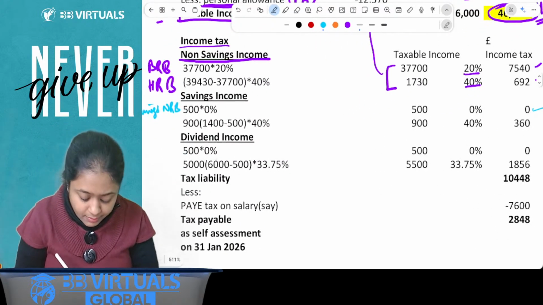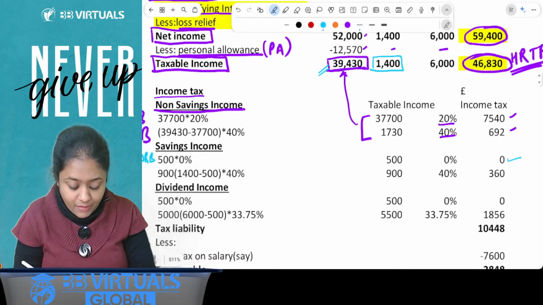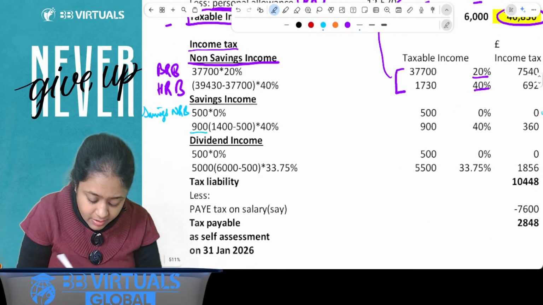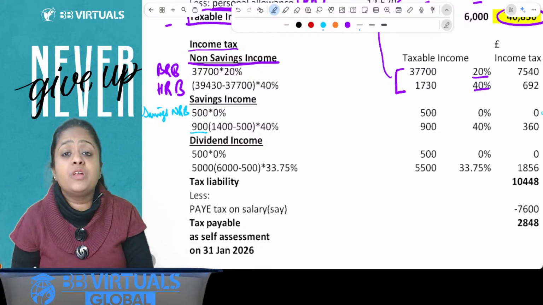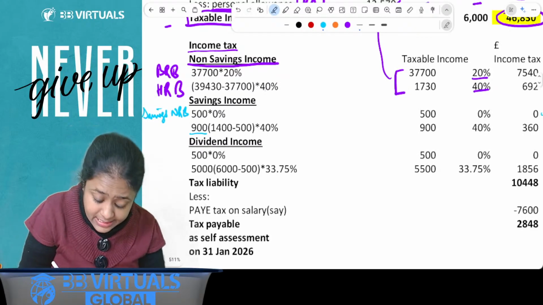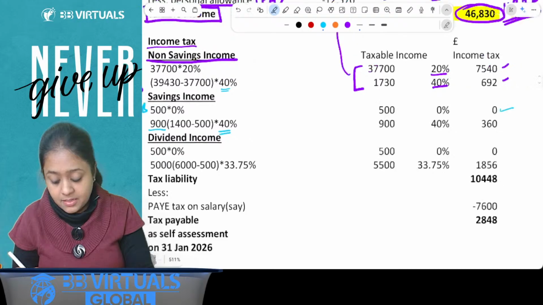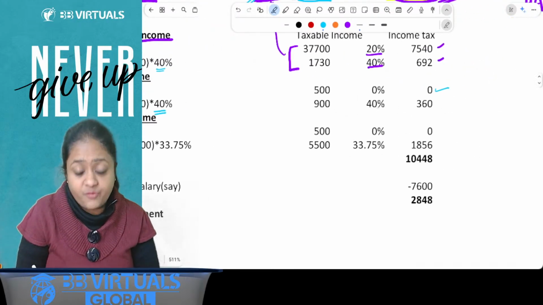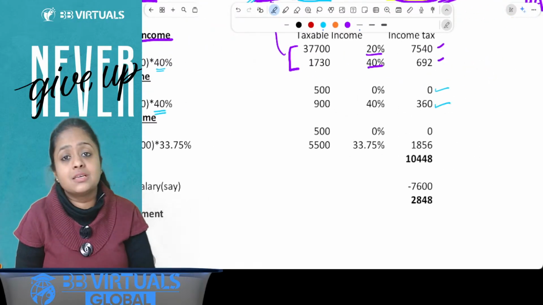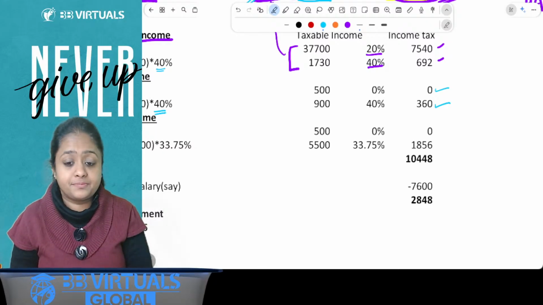Now, what about the remaining savings income? 1,400 less 500, you have 900. That 900 of the remaining savings income will be taxed at the higher rate, because he is already in the higher rate category, right? So it will be taxed at 40%. This 900 taxed at 40% gives you 360. Done with the taxing of savings income as well.